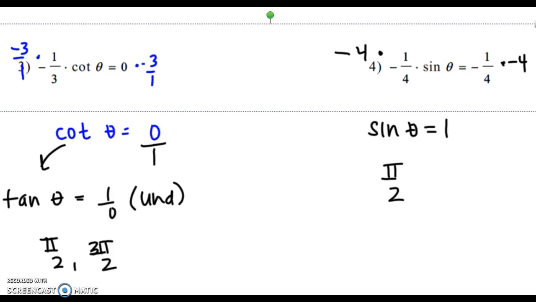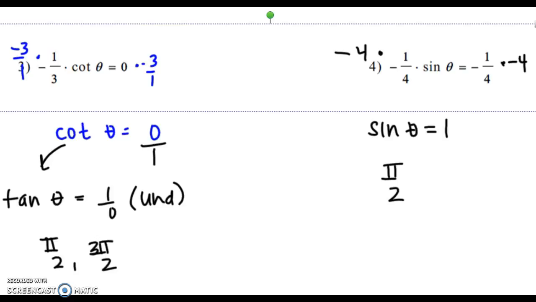Number 3, multiply each side by negative 3. You get cotangent is equal to 0. This one's a little bit trickier. Reciprocal of cotangent is tangent. Reciprocal of 0 is technically 1 over 0, undefined, so you're looking where tangent is undefined.